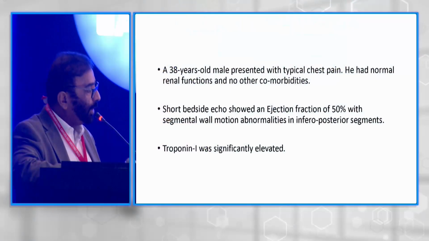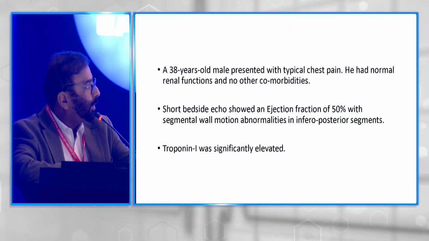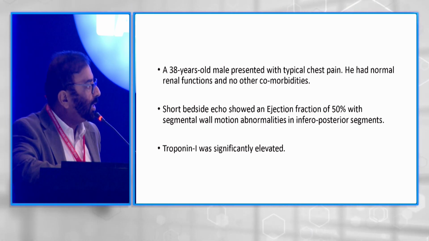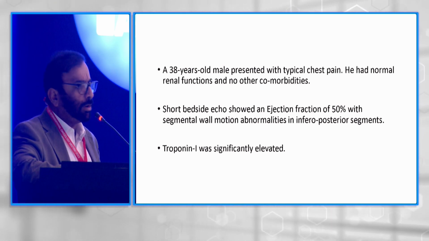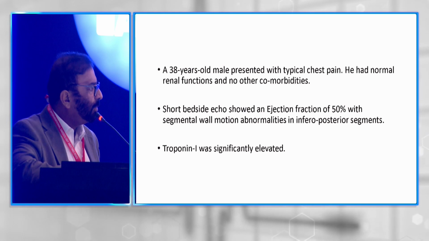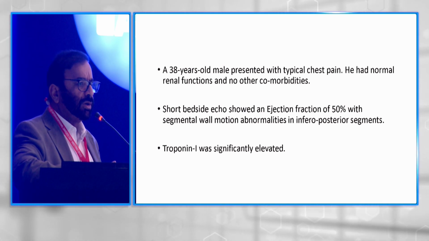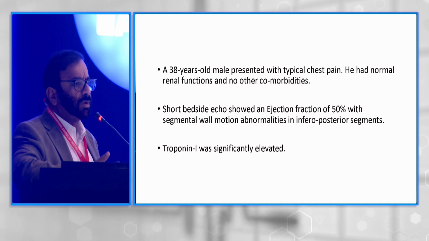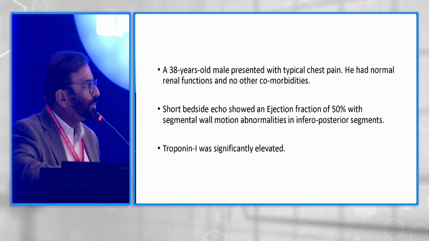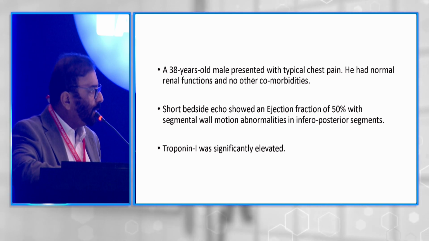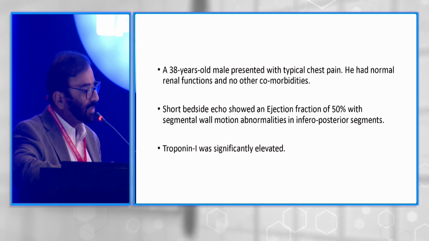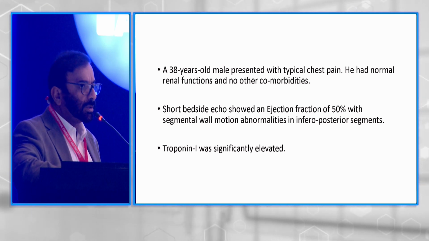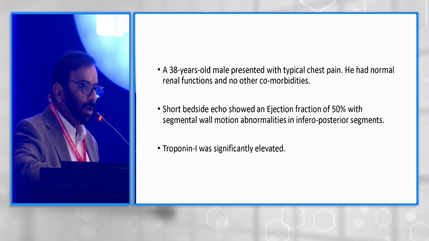The video I am going to show you is of a 38-year-old male who presented with typical chest pain. He had normal renal function, no other comorbidities, non-diabetic, non-hypertensive, just a positive family history. He presented with acute coronary syndrome with chest pain, and the ECG was unremarkable. A short bedside echo showed an ejection fraction of 50%. Quantitative troponin was done, which was significantly raised. Given the history and the raised troponin, we went ahead with the angiography.